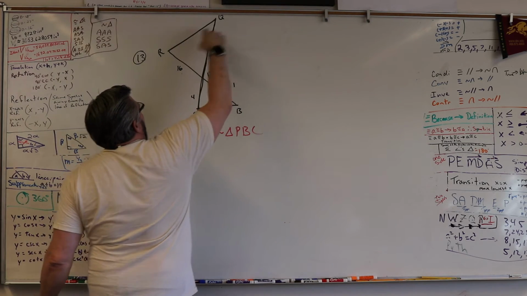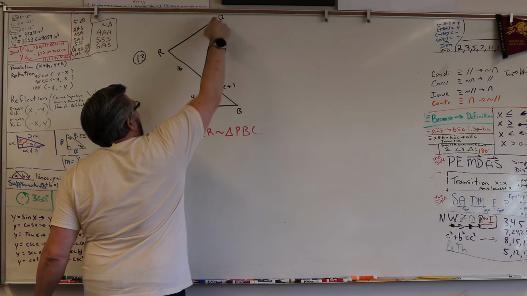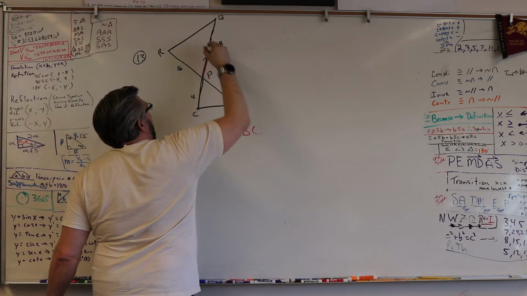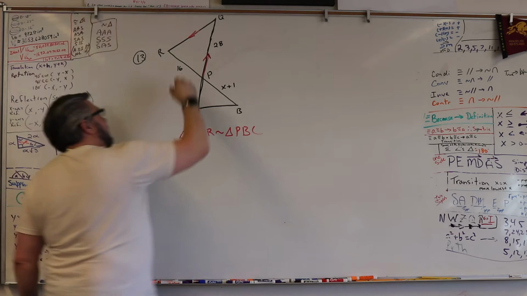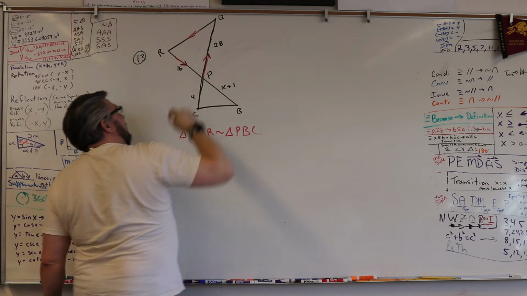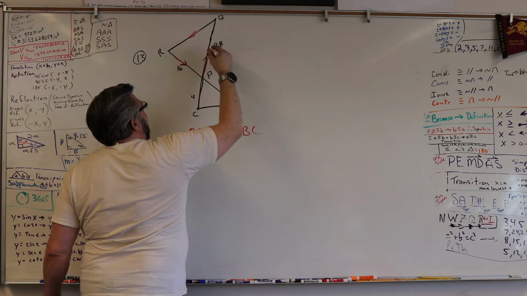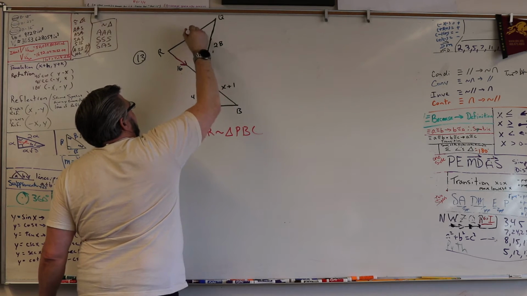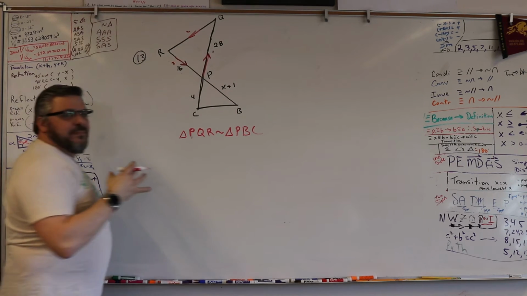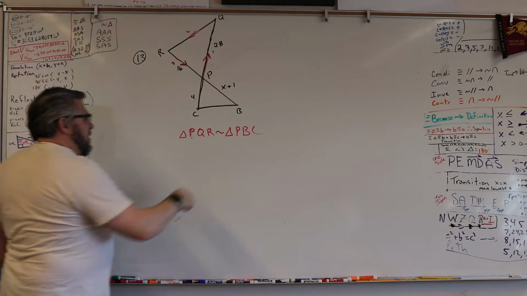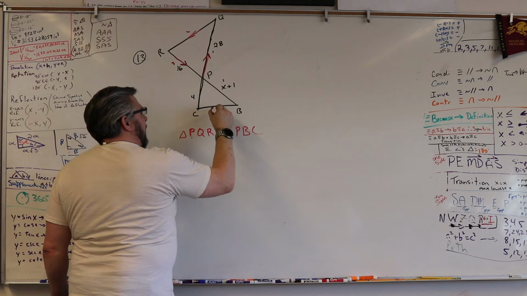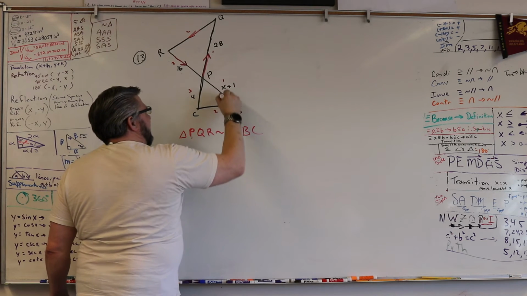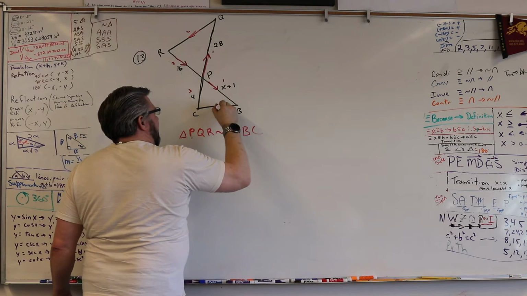PQR. So we're going this way, right? We're going that way with it. Okay? So this is first side, we'll call it side 1, 2, and 3, right? And then we're talking about PBC. PB, so this would be 1, 2, and 3. Does that make sense? You see how I'm labeling these?